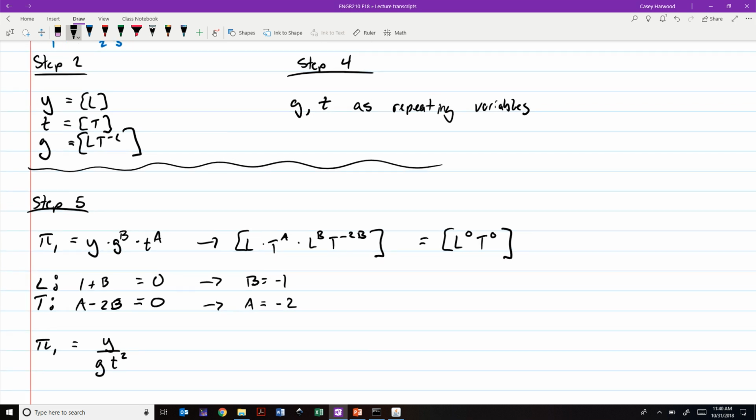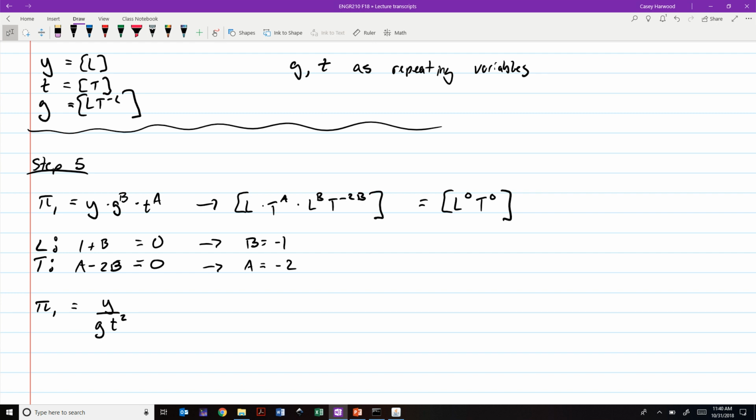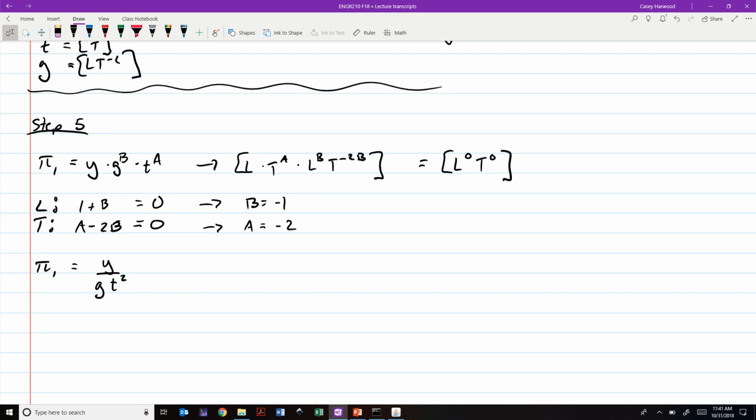And then step 6 is to repeat this for any remaining variables. We don't have any more variables. Step 7 is to make sure that they're dimensionless. We've got length on top, length per time squared on the bottom, times time squared, so we have length over length. All the dimensions cancel out. And then step 8 is to write out our relationship explicitly and think about what it means. So we've skipped over steps 6, 7.